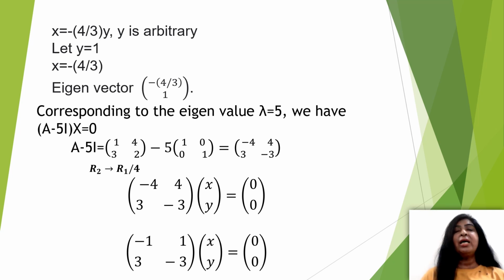We have the equation (A minus 5I)x equal to 0. So first of all we will write A minus 5I. The entries in the first row are minus 4 and 4, and in the second row 3 and minus 3. Now I will try to solve it by applying elementary row operations. The first elementary row operation is R1 divided by 4. So what will I get? I will get minus 1, 1, 3 and minus 3, times x y, equal to 0, 0.